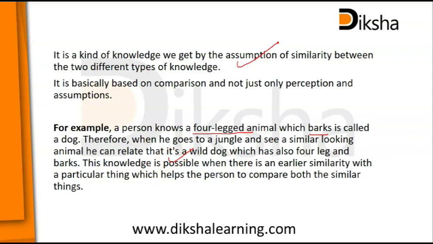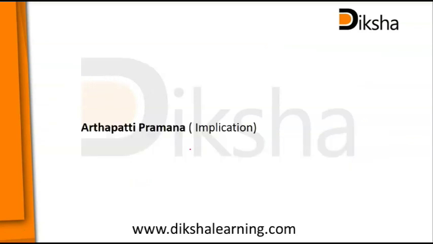So we are comparing the similarity between the new knowledge, that of the forest dog or the dog that can be seen in the forest, to the previous knowledge that we have seen or that we know about a normal dog. So this is known as Upamana. We will be comparing the existing knowledge with the new knowledge and we will be having a conclusion.